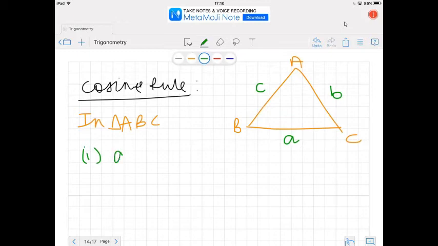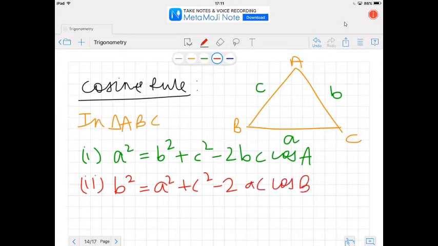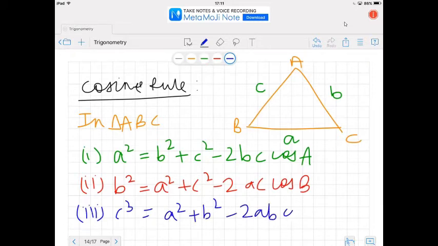First is a square is always equal to b square plus c square minus 2bc into cos A. The second is b square is equal to a square plus c square minus 2ac into cos B. And if you can understand the pattern here, I will say c square is equal to a square plus b square minus 2ab multiplied by cos of angle C. This is what the cosine rule tells you.